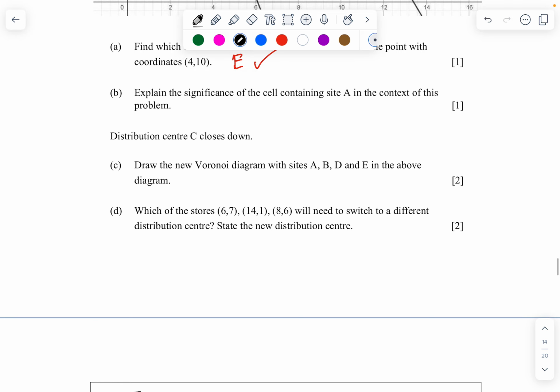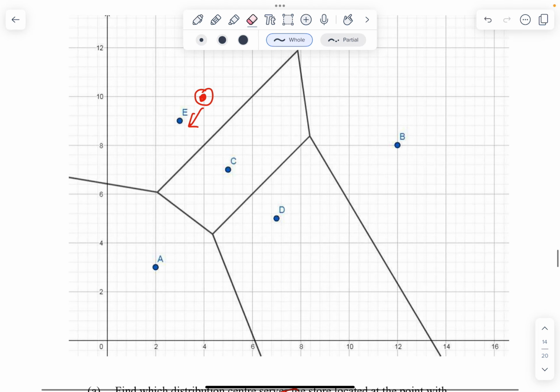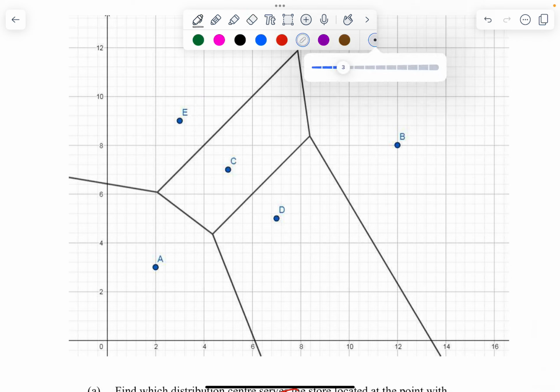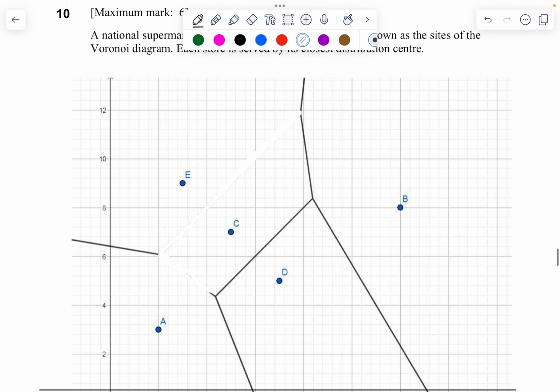Next, the distribution center C closes down. So what happens? When C closes down, its associated perpendicular bisectors also go away. This is a perpendicular bisector associated with C and E, C and A, C and B, C and D. These all are gone.